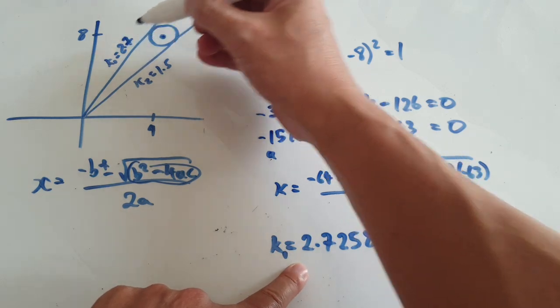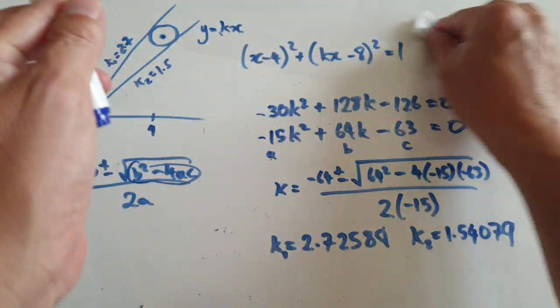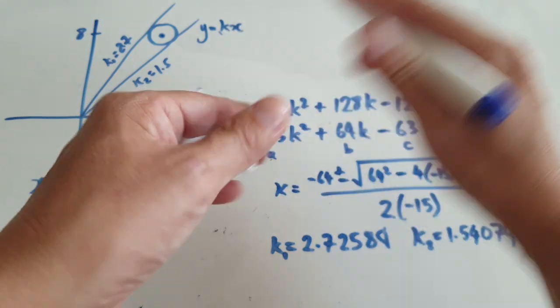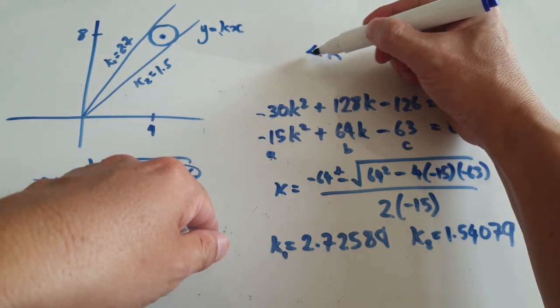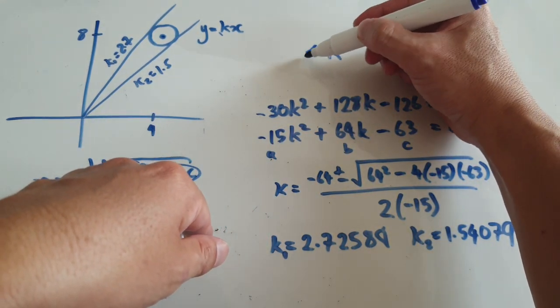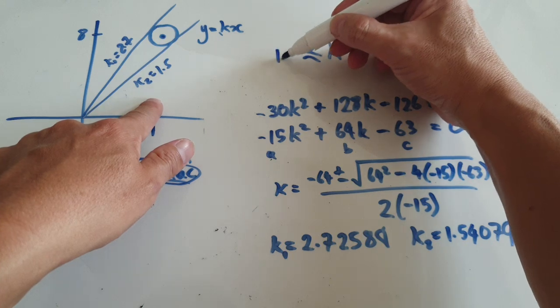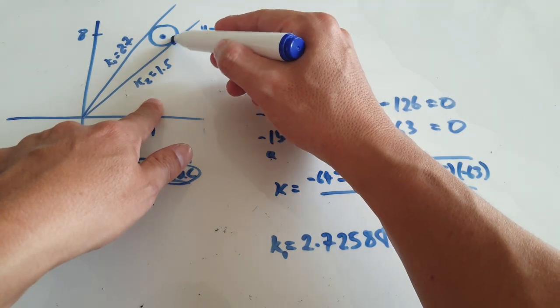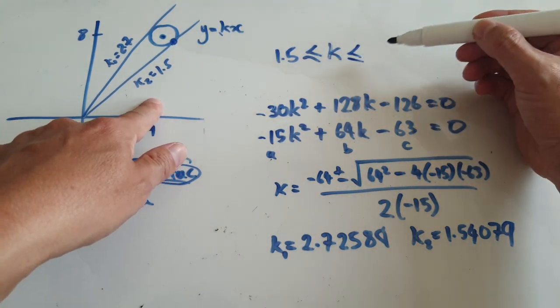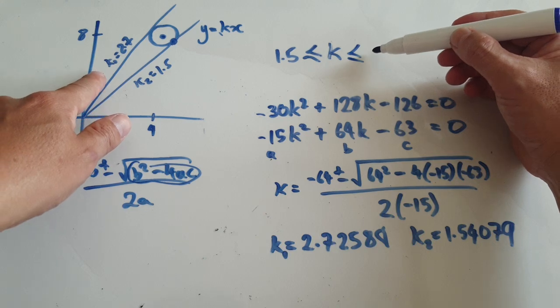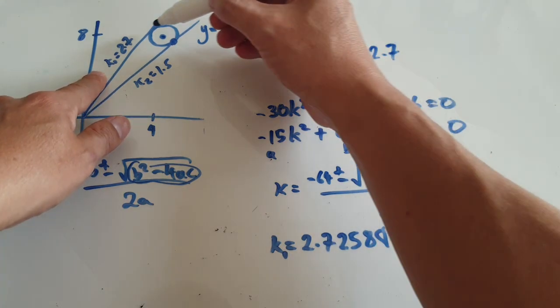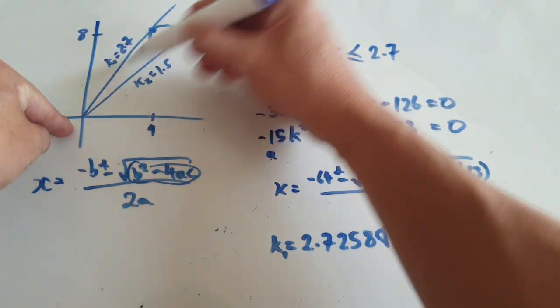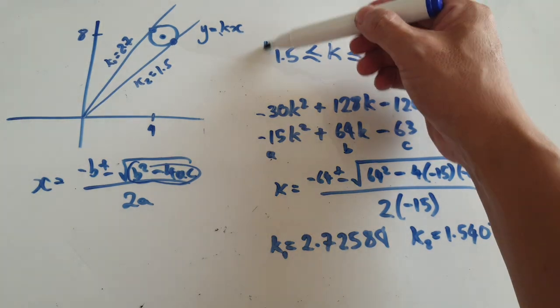Let's round off, 2.7. So what that means is when K is greater than or equal to 1.5 ish, it will have one solution, and when it's lower than 2.7, the laser will hit the moon. Okay, so this is your final answer.